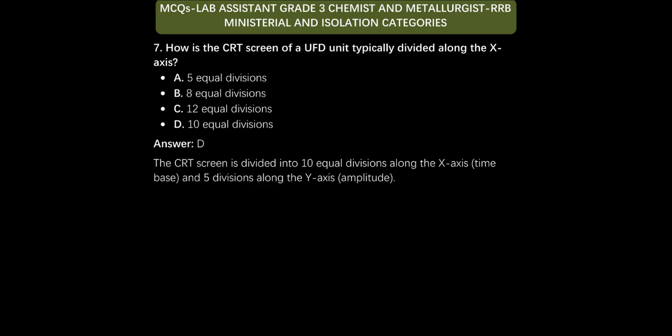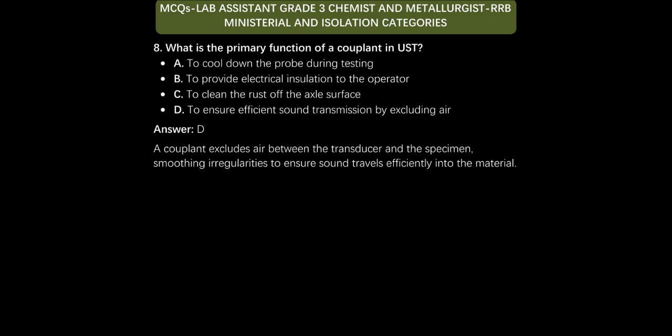How is the CRT screen of a UFD unit typically divided along the X axis? Option D. 10 equal divisions. What is the primary function of a couplant in ultrasonic testing? Option D. To ensure efficient sound transmission by excluding air.